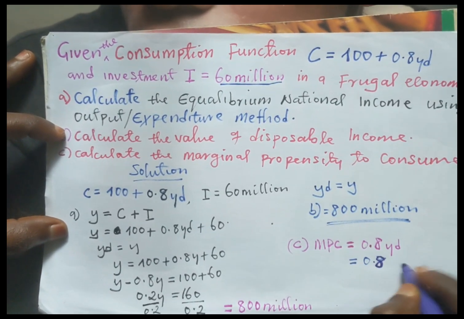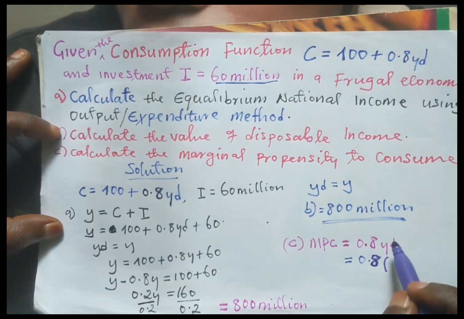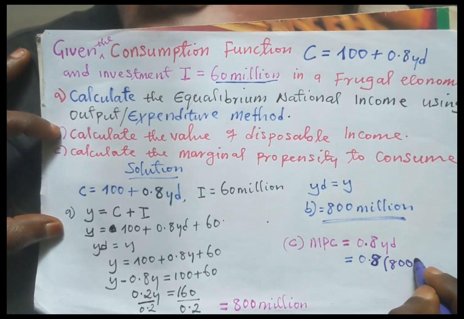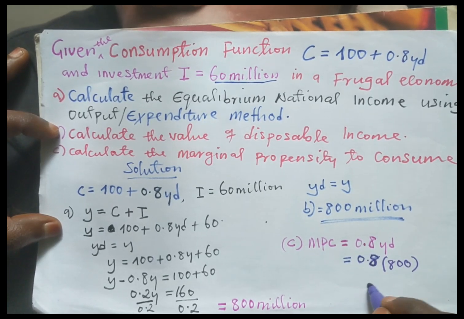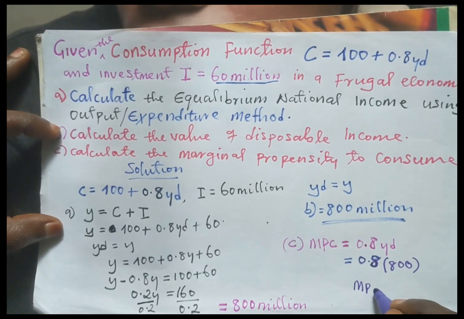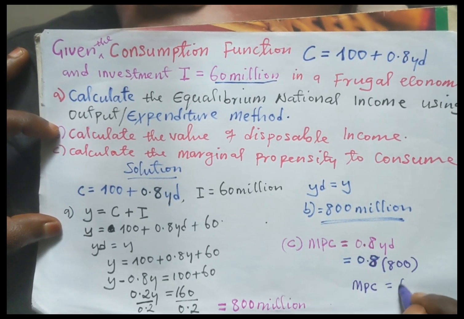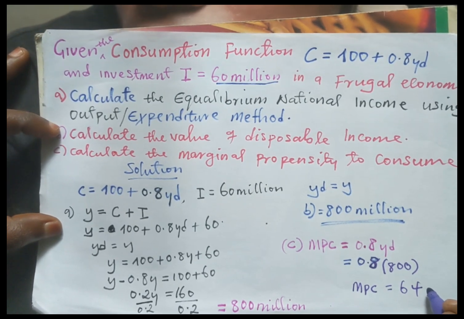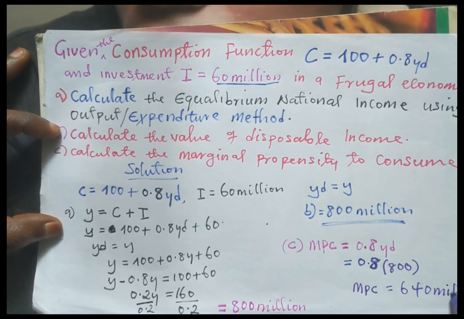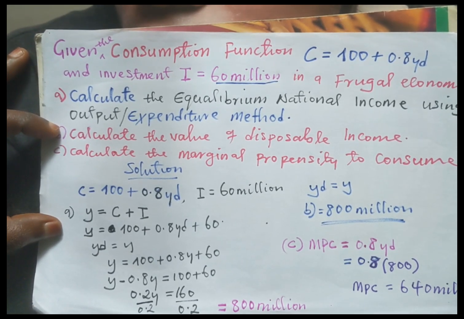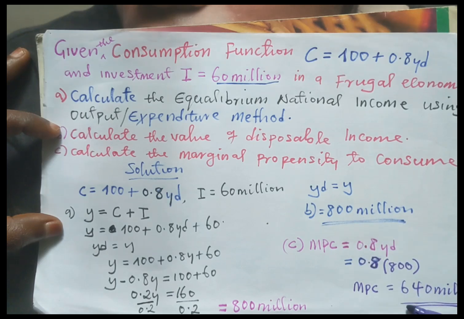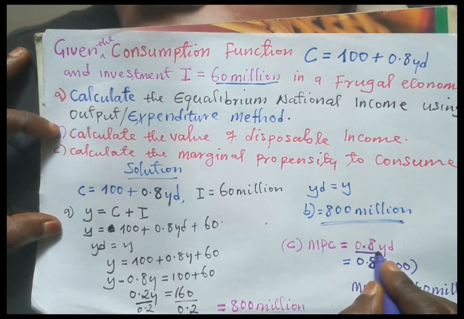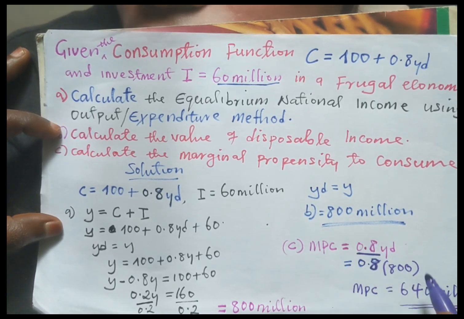We can further calculate this value as 0.8 times, since we had a disposable income of 800 million, which gives 640 million. This shows that for every 800 million, the economy is able to consume 640 million. So the marginal propensity to consume was 0.8, that is 0.8 of any amount.